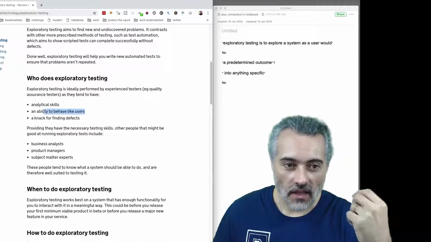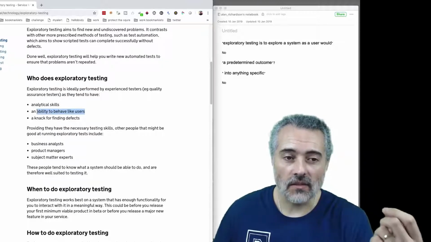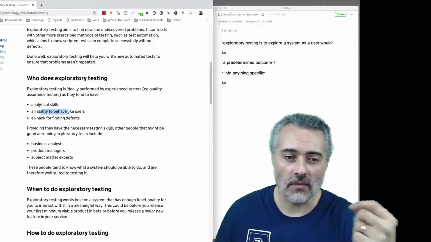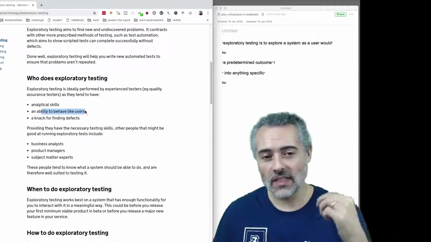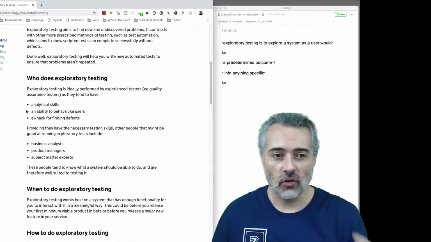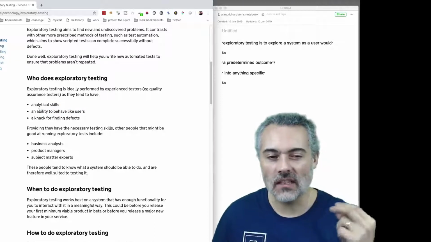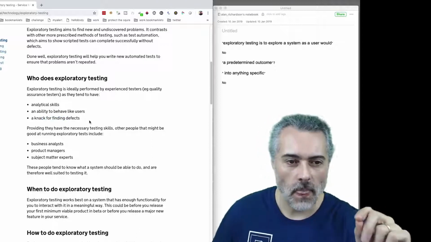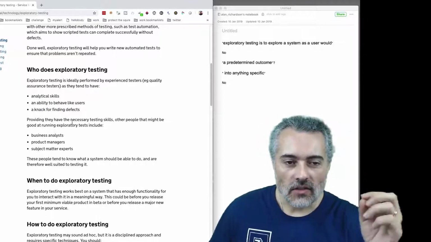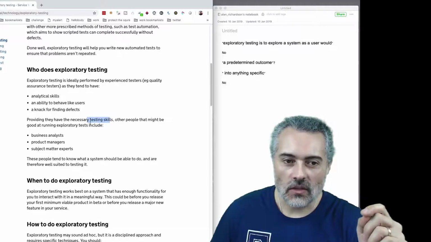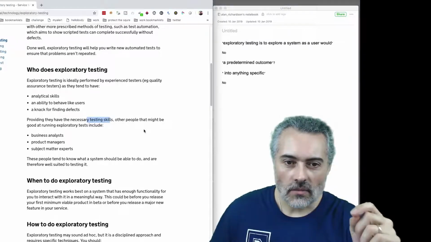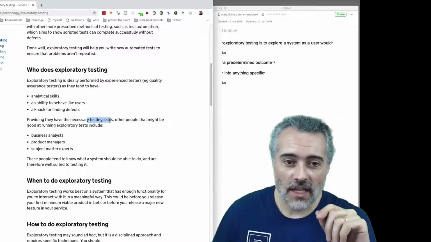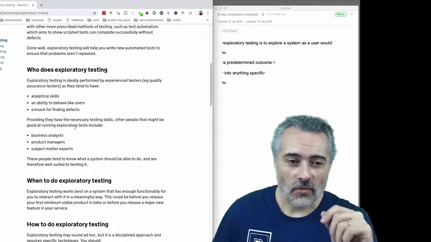Business analysts have an uncanny ability to behave like users. Front-end designers, programmers also have an uncanny ability to behave like users because they will go through the standard paths. Testers normally have an uncanny ability to behave entirely unlike users, and that is how we have a knack for finding defects. All right, so long as testers can test, we've got the necessary testing skills. Other people, all right, so anyone who has testing skills can do exploratory testing.